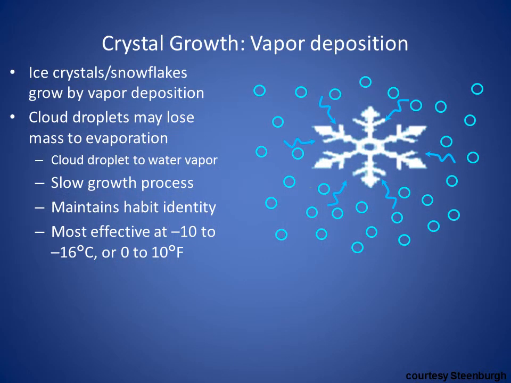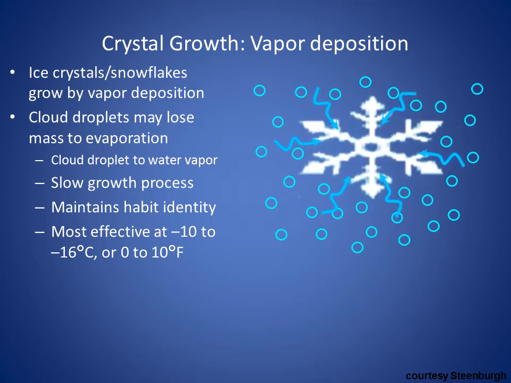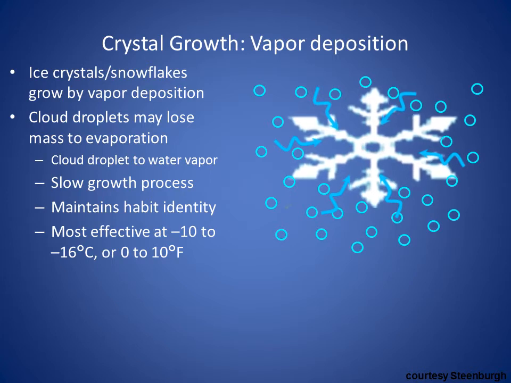The next few slides will discuss how ice crystals grow. The first way ice crystals or snowflakes can grow is by vapor deposition. During this process, cloud droplets in the vicinity of the ice crystal may lose mass to evaporation. Evaporation is a process where cloud droplets convert to water vapor. So in some ways, ice crystals grow by vapor deposition at the expense of the cloud droplets.